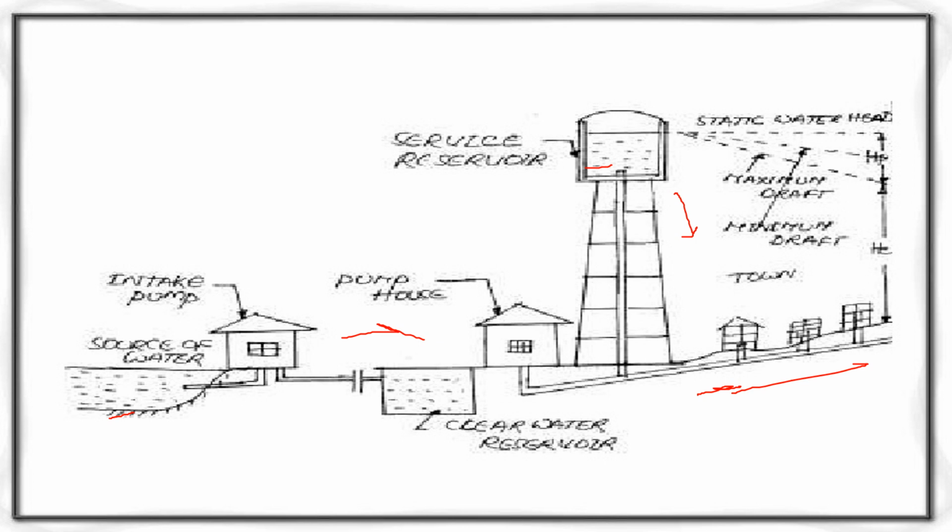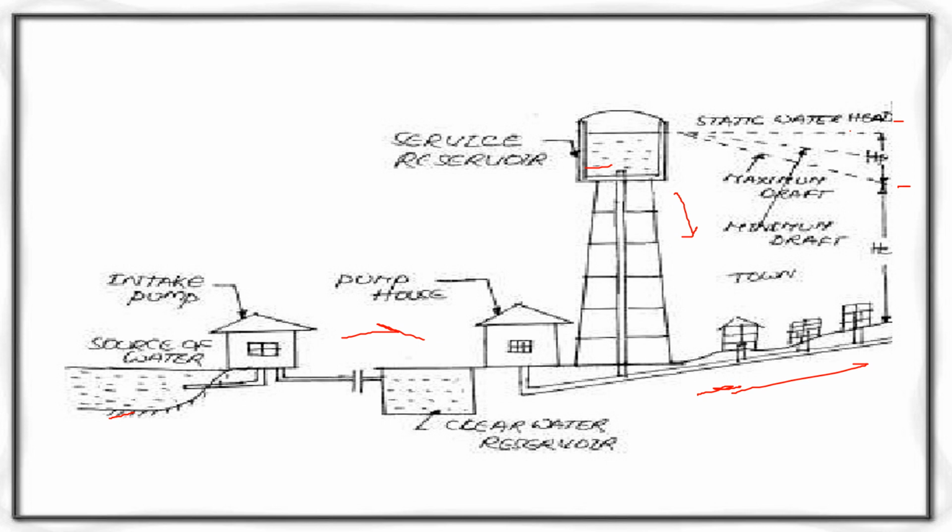Similarly, static water head. It is the distance between the lower water surface to the top of the tower. Static water head, right? It is the level given, and the distance between the static water head and maximum draft, right? In figure it is shown clearly. You can see the distance between static water head and maximum draft. Maximum draft means maximum demand, right? Maximum demand or maximum supply, we can say maximum demand.